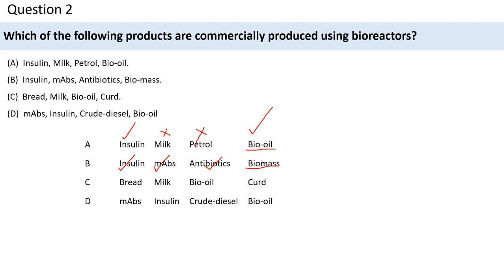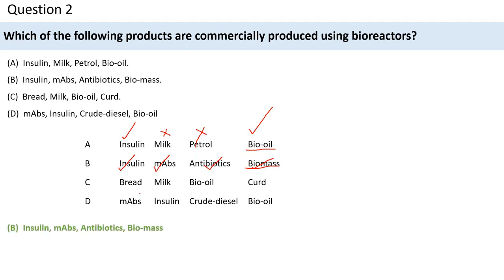Coming to biomass, can biomass be commercially produced using bioreactors? If you have seen the lectures of the professor, you will know that yes, biomass is also a product itself. In some cases like spirulina, the biomass itself is a product. These are being commercially produced using bioreactors, and these are being sold also. So if you see option B, all four are correct. So option B is the answer.